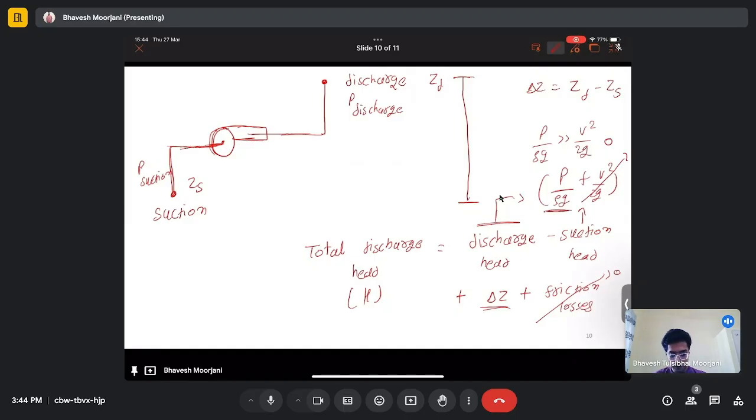Then the total discharge head can be considered as discharge head minus suction head plus elevation gain plus friction losses. So this total discharge head suggests that the pump has to develop this much head to deliver the fluid. The pump has to develop this much pressure to deliver the fluid at a given flow rate at a given discharge condition, P discharge, right? So we computed the discharge.